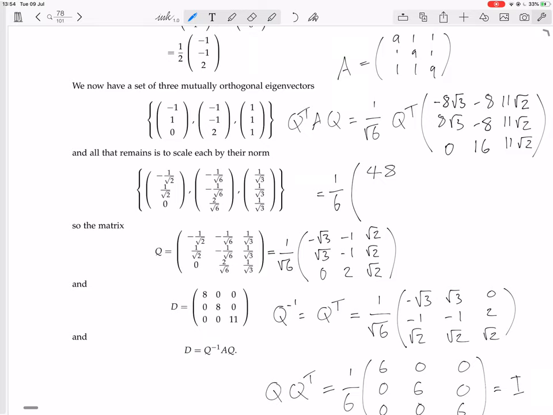Okay. Now, row 1 of Q transpose by column 2 of this thing. So we have minus root 3, this row, this column, we have 8 root 3 minus 8 root 3. Cool, that's 0. Okay, now that same row with this column, yeah, that's 0.